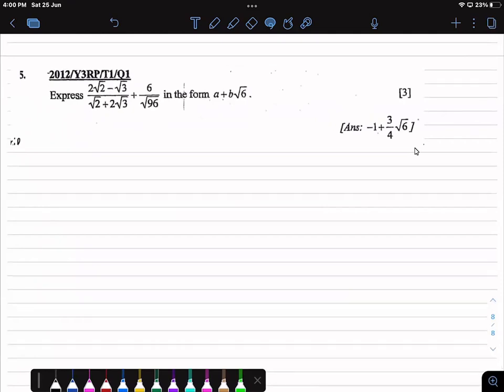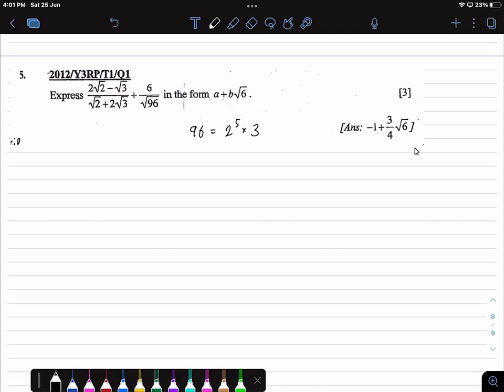Express whatever in the form of a plus b over a plus b times root 6. Okay, first thing you need to know is 96 is a very big number, so we can probably prime factorize it, right? Let's see, what will we get? Let me try. I think it's 2 power 5 times 3. Is it correct?